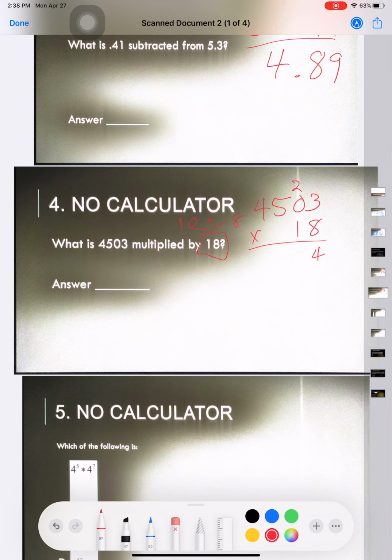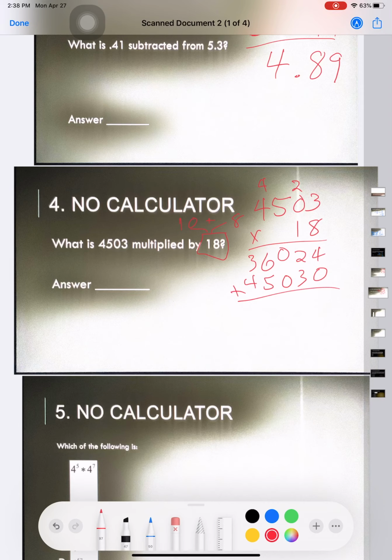8 times 3 is 24. Carry your 2. 0 times 8 is 0. Carry your 2. 5 times 8 is 40. Carry your 4. 4 times 8 is 32, and 4 more is 36. You put your 0. 1 times 3 is 3. 1 times 0 is 0. 1 times 5 is 5. 1 times 4 is 4.